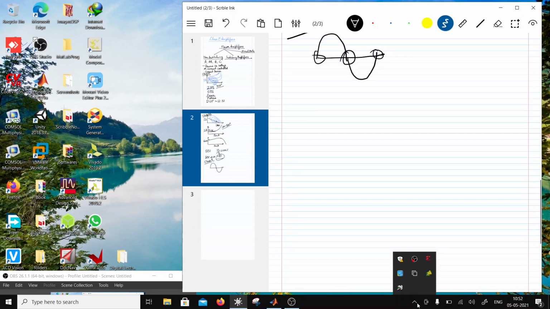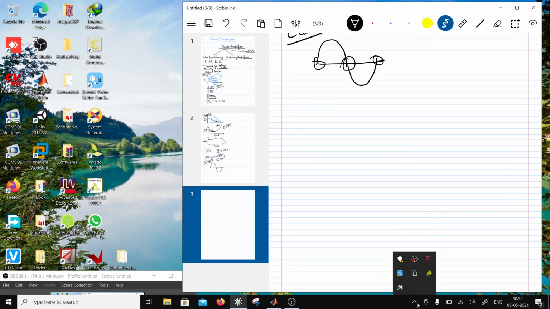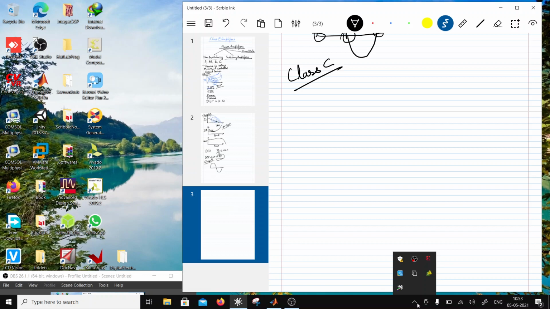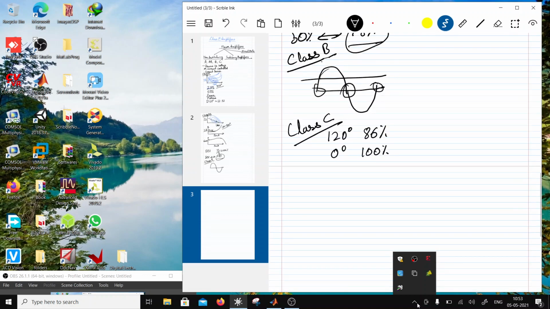Now if you look at a conduction angle which is less than 180 degrees, that would be class C. If you bias it well within the cutoff, or you bias it negatively, then you are conducting less than 180 degrees. So class C is going to be conduction less than 180 degrees. Let's say 120 degrees is the conduction angle. At that point the efficiency is roughly 86%, right? Now if you have a conduction angle of 0, then the efficiency is 100%, but then there is no waveform actually.